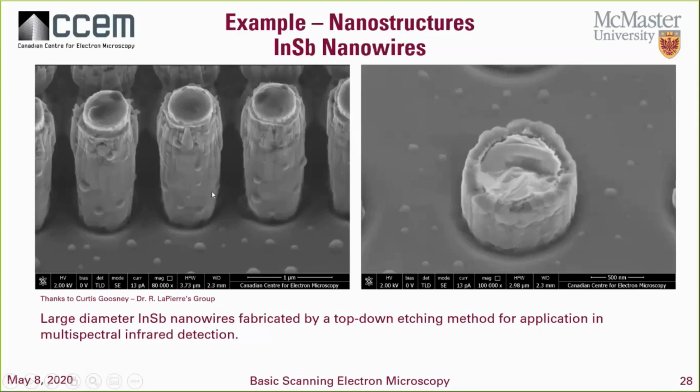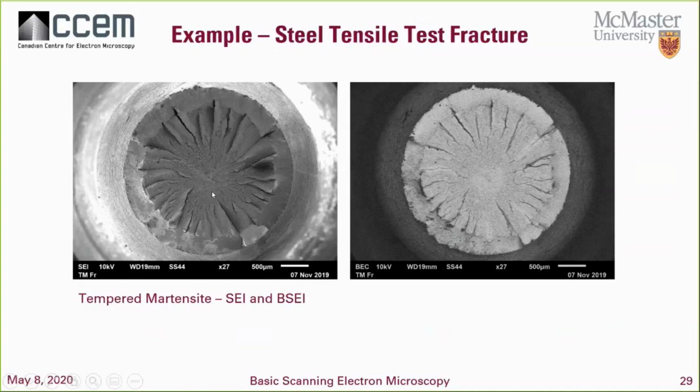Here we can see a fractured sample from tensile testing that some of the students have done for one of their labs. And here we can see both the secondary and the backscatter. So in this case, we're working at a longer working distance. So the sample is further away from the pole piece, so we can get a lower magnification, but also so we can get more depth of field in the material. So we want to be able to have in focus a lot more of the sample.